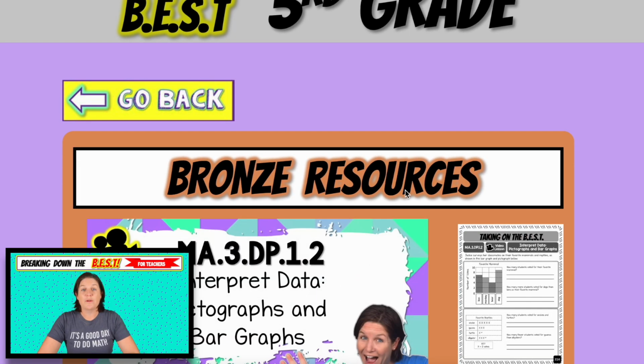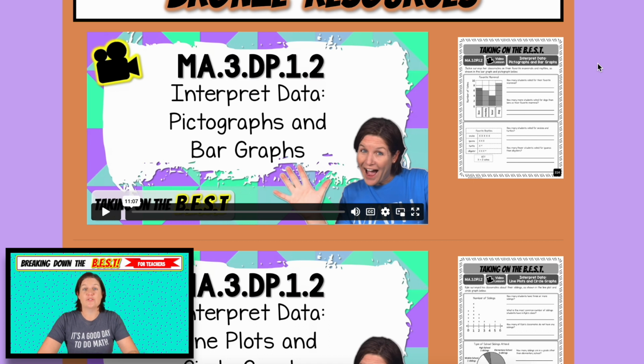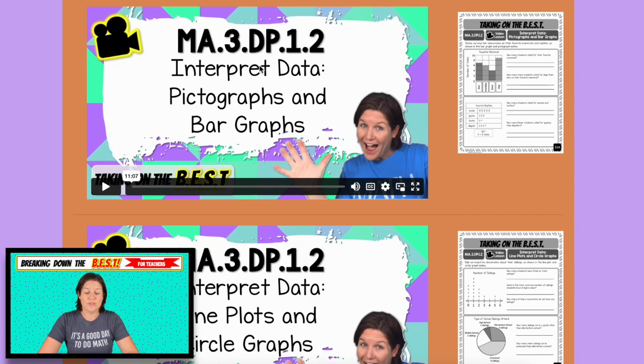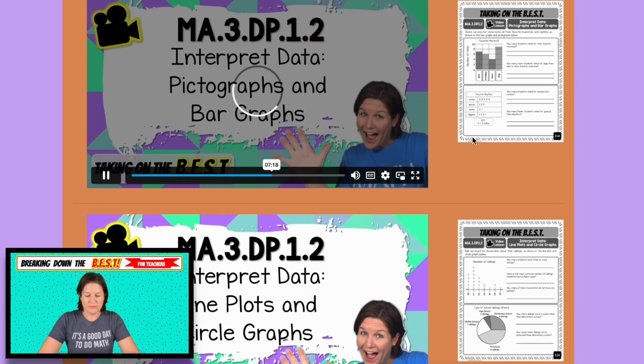So the first page that you open up to will be your bronze resources. These are where your video lessons and your students' notes are located. So you can see video lessons, printable student notes that you can just print out and have your students write all over it exactly as we are doing in the video. I'm going to just play just a little smidge of it.